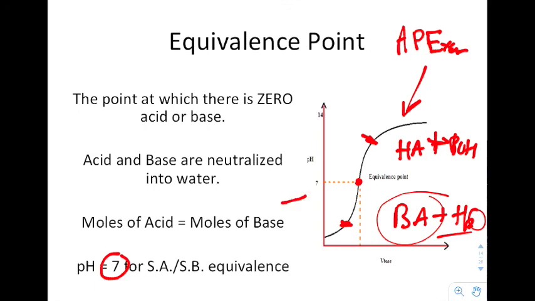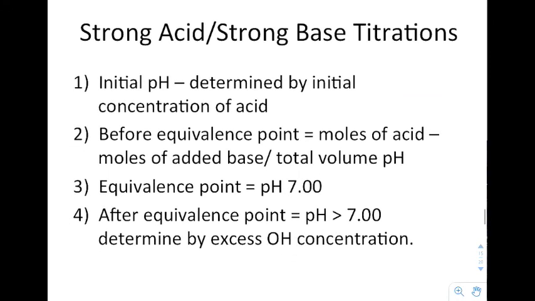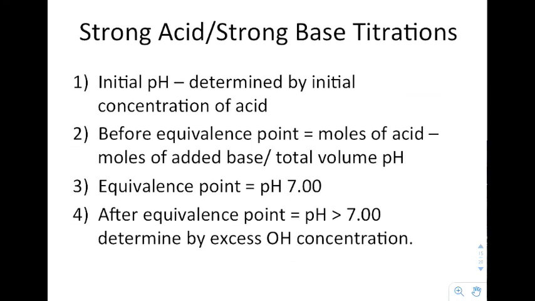Those values will change if you have a weak acid and a strong base, or a strong acid and a weak base. It will shift the equilibrium, or it will shift that equivalence point value, the pH at that particular point. Now, when you are doing a strong acid, strong base titration, the initial pH is determined by the concentration of the acid. So let's look at this.